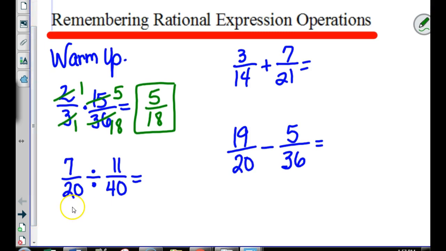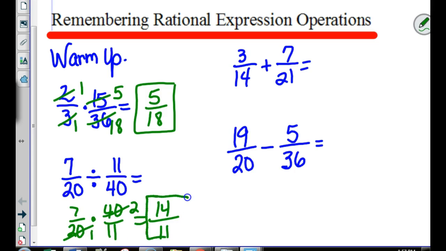When you divide fractions, you don't need a least common denominator. You multiply by the reciprocal. So the first one stays, the second one flips, and then you're just multiplying. So 20 goes in here once and in here twice. So I have 7 times 2 is 14. And in the denominator, 1 times 11 is 11, and we're not going to worry about it being improper today.